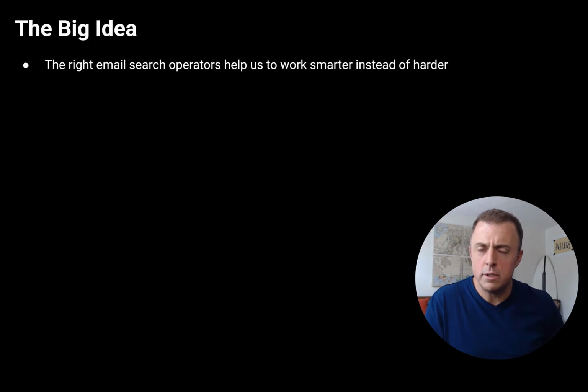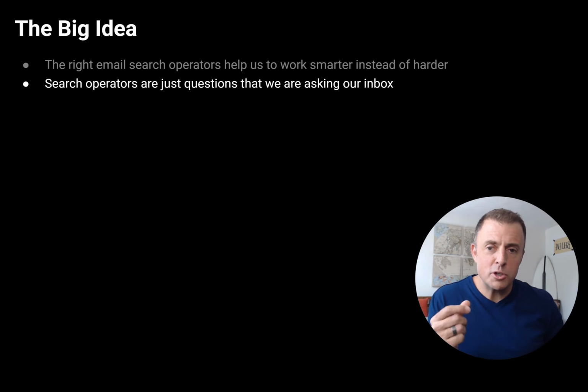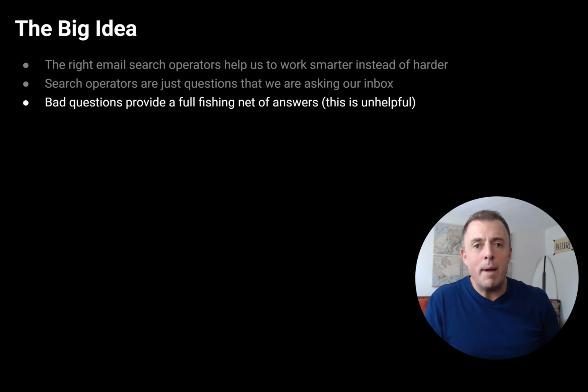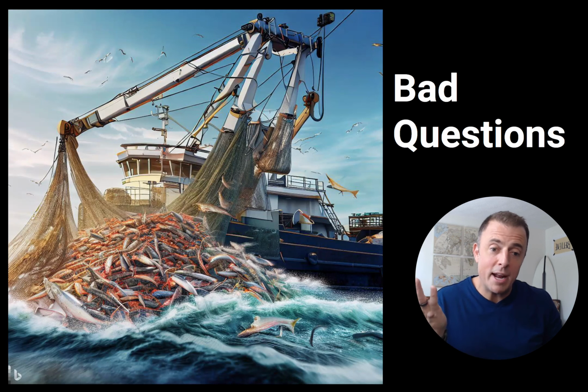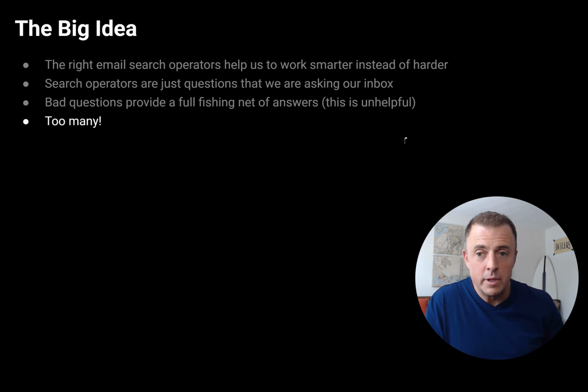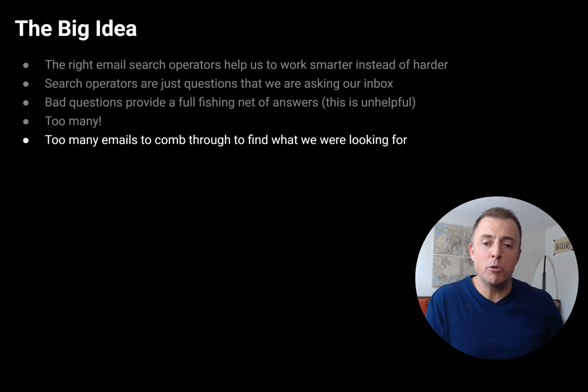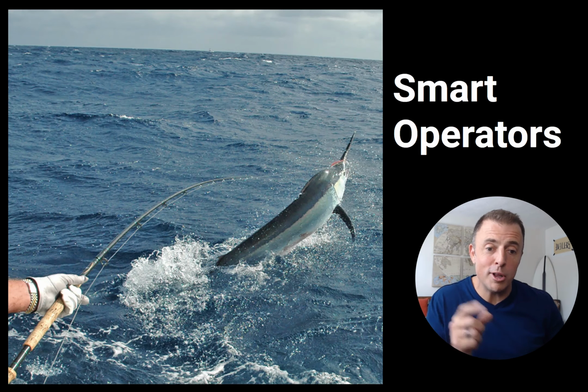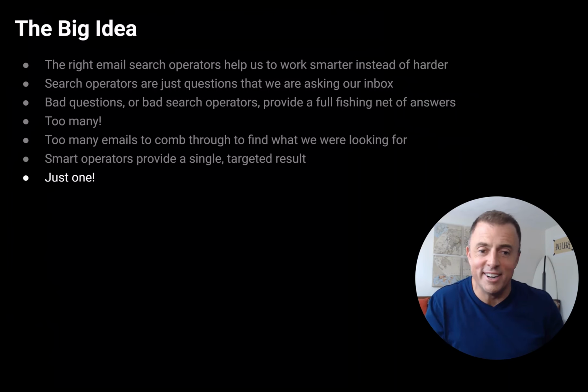smarter instead of harder. Search operators are just questions that we're asking our inbox. Bad questions provide a fishing net full of answers. This is unhelpful. These are bad questions. This represents our inbox and what happens when we ask our inbox bad questions. Too many emails. Too many emails to comb through to find exactly what we're looking for. These smart operators provide a single targeted result. That's the marlin we're looking for right there with smart operators.